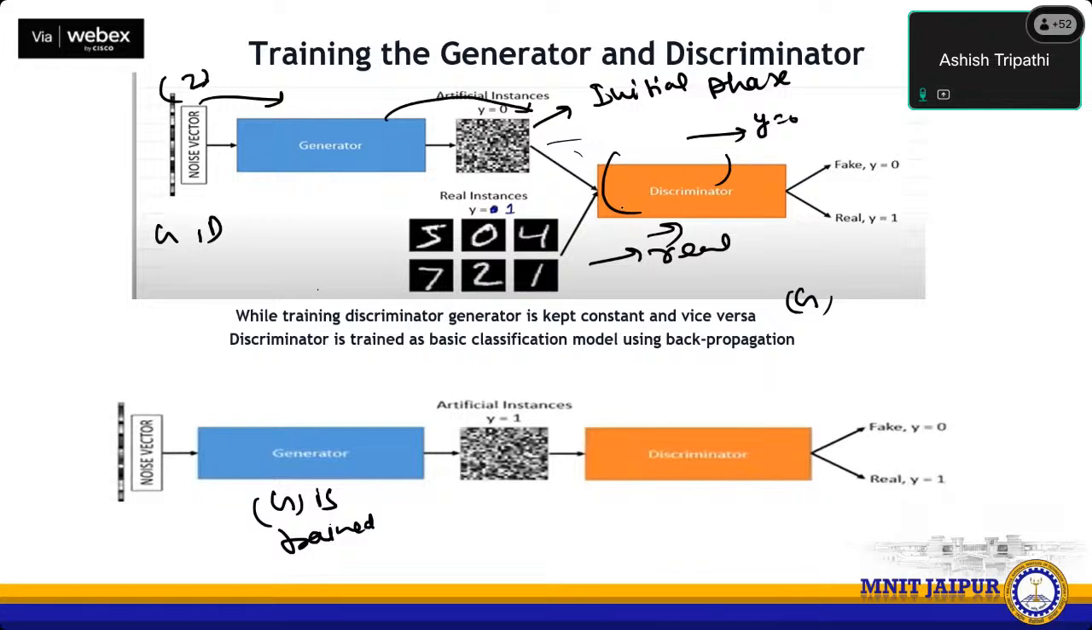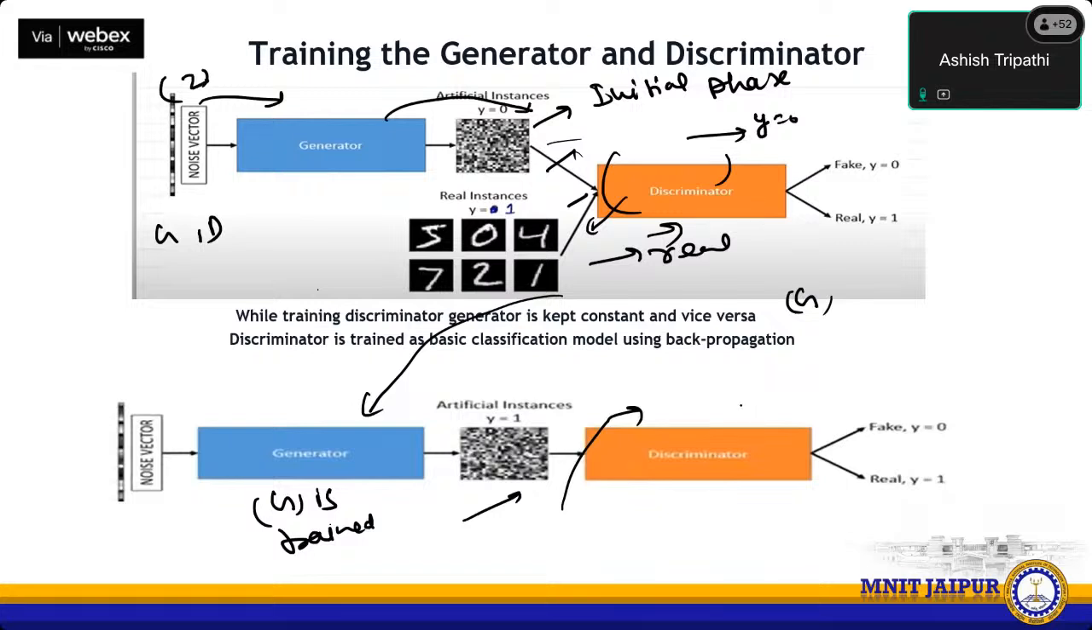And when the discriminator starts discriminating between this and this, then we will again train the generator. The generator will improve itself and become more robust. So again it will give a challenge to the discriminator: now check me. And again the discriminator will keep on checking and classifying which one is the real and which one is the fake one.